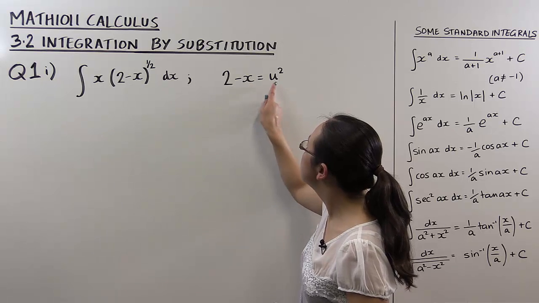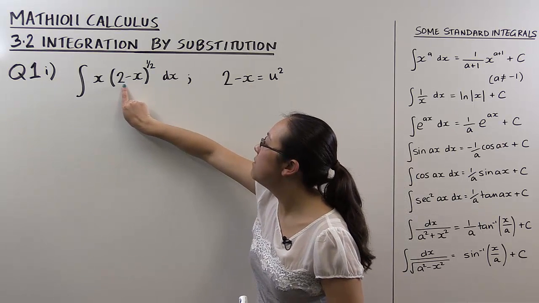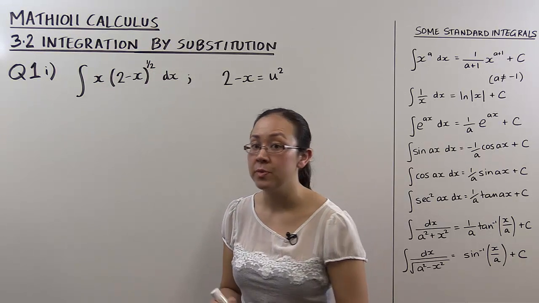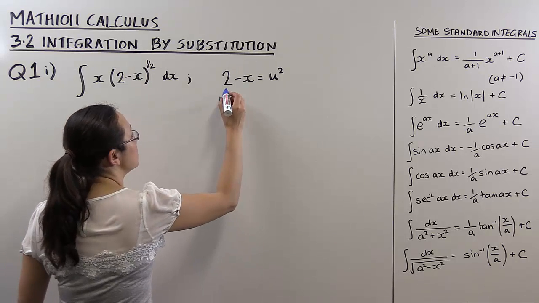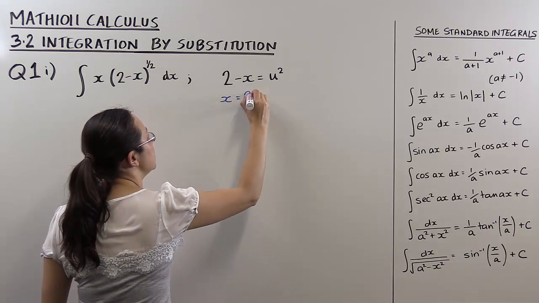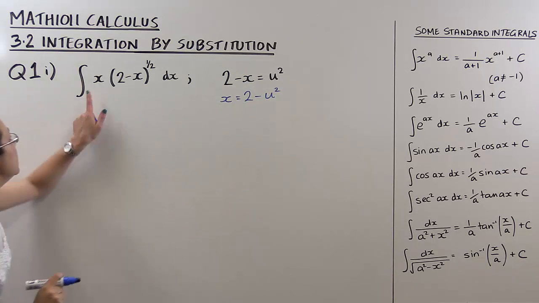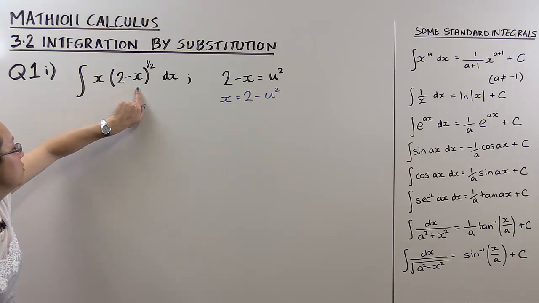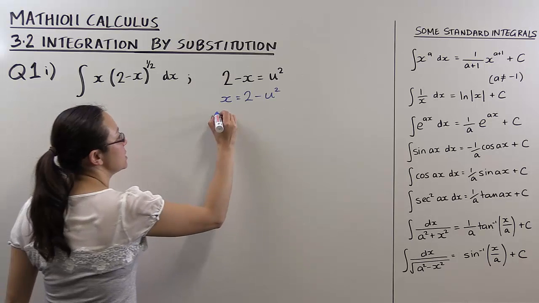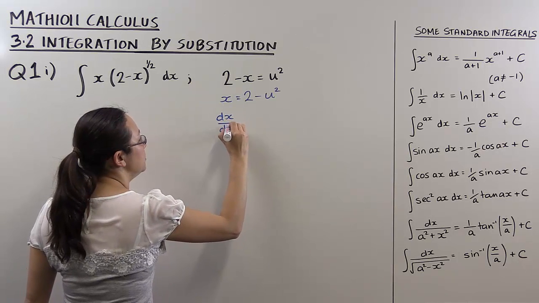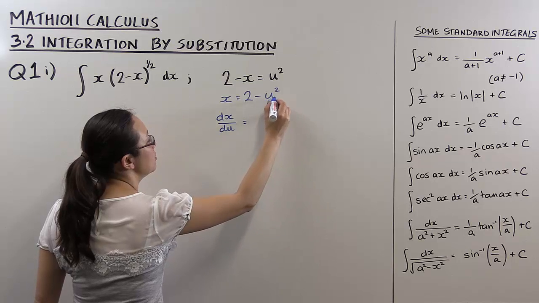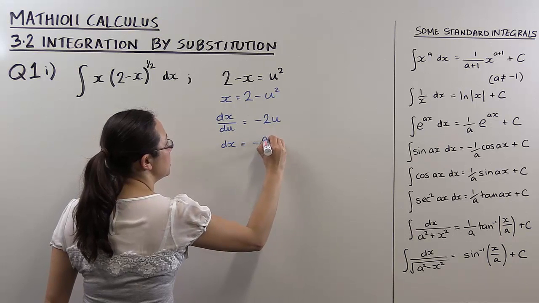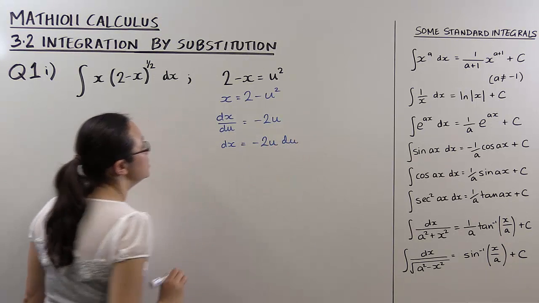So 2 minus x equals u squared is a sensible substitution because if I have u squared to the half, I will no longer have these fractional powers or these surds. So let's do the substitution. First of all, I'm going to make x the subject here. So x is 2 minus u squared. So I know that this x is going to substitute for 2 minus u squared, and the 2 minus x here is substituted for a u squared. I need to substitute the dx as well. So dx du: 2 differentiates to 0, minus u squared differentiates to minus 2u. So the dx we're going to substitute for a minus 2u du.